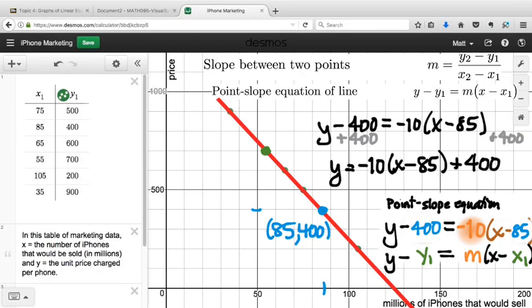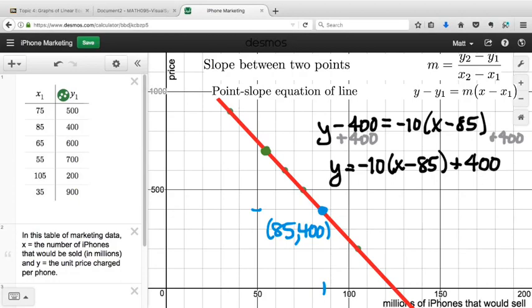Okay, now the y is alone, but my arithmetic on the right-hand side is not completely simplified. So let's simplify it. How do I simplify this expression that I have on the right? What would be the first thing you'd want to do there? Distribute the 10. Distribute this multiplication by negative 10 across the subtraction, x minus 85. And so that's going to give me negative 10x plus 850 after I do that distribution. I still have y equals on the left-hand side. And then I have plus 400.